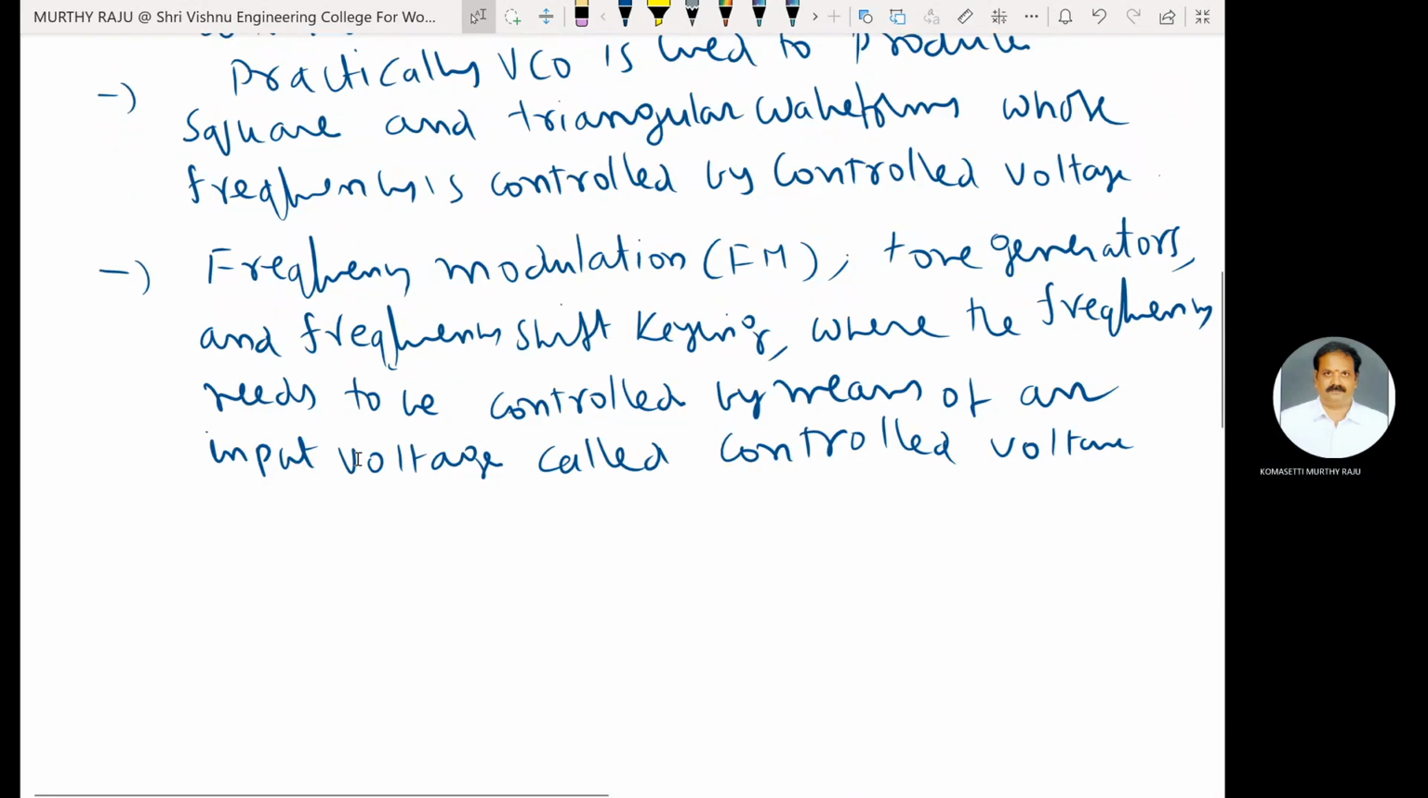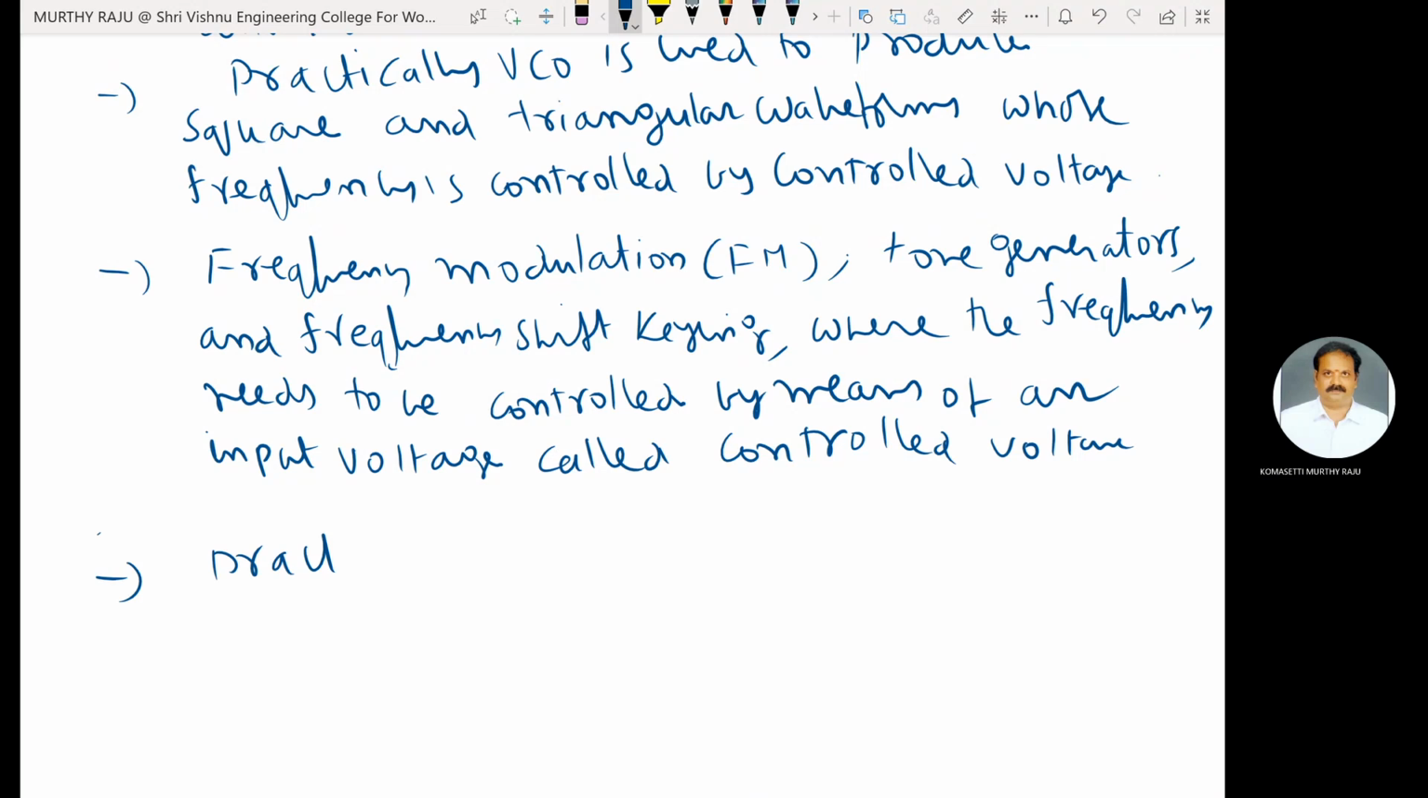Now, practically, a VCO is available in IC form. The commonly used VCO IC is NE/SE 566. It is an 8-pin IC, which provides two output pins. With the help of that IC, square wave and triangular wave outputs are generated simultaneously. The input voltage is also called the modulating input voltage.